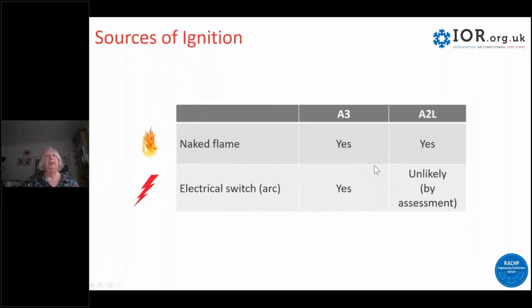So looking at sources of ignition, a naked flame will definitely ignite A3s and A2L refrigerants, no doubt about that. So that's things like matches, cigarette lighters, brazing torches, etc. Electrical switches will probably ignite an A3 refrigerant, but is unlikely to ignite an A2L, although we can't say absolutely impossible.